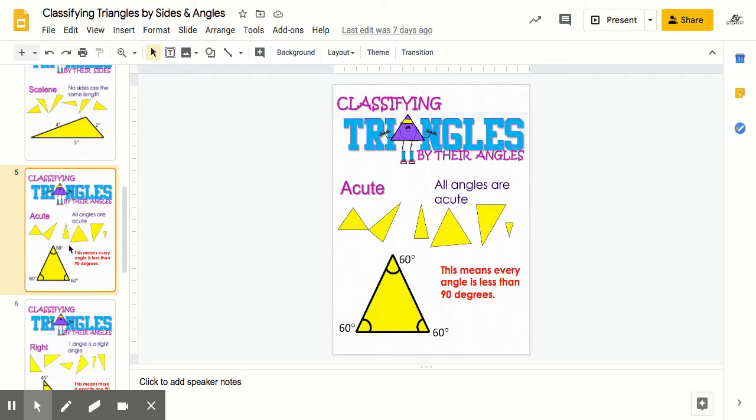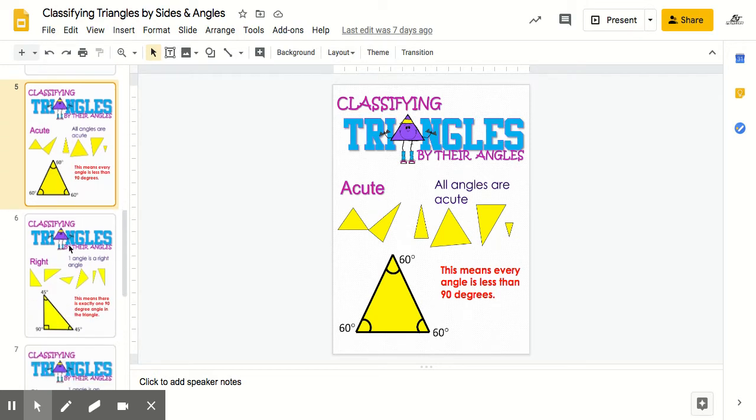Okay, now we're going to start classifying triangles by their angles. And you should have heard of these types of angles before. First is called an acute triangle. An acute triangle has all angles that are acute. And acute means that the angles have to be less than 90 degrees. Okay, so if we look at this triangle right here, this angle is equal to 60 degrees, this angle is equal to 60 degrees, as is this one. So all of these angles are less than 90 degrees, making this an acute triangle.